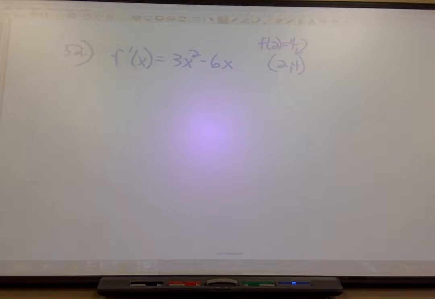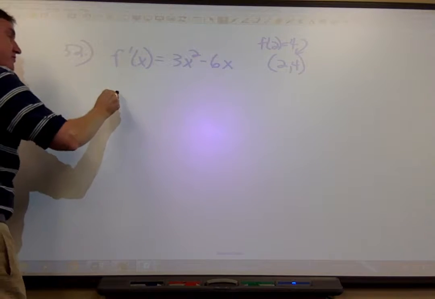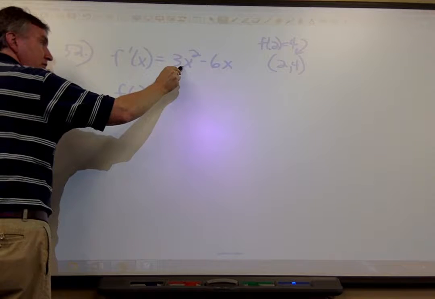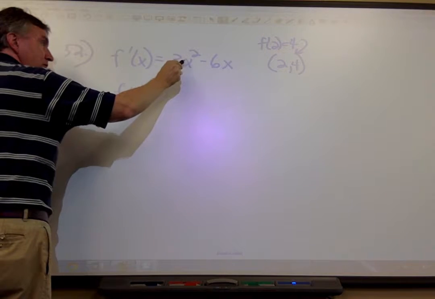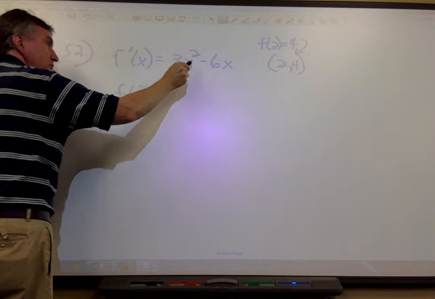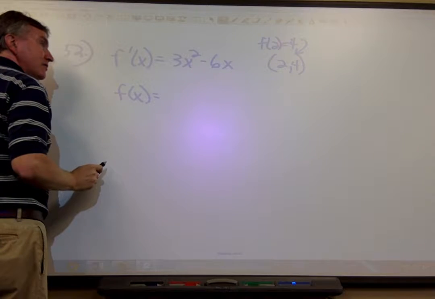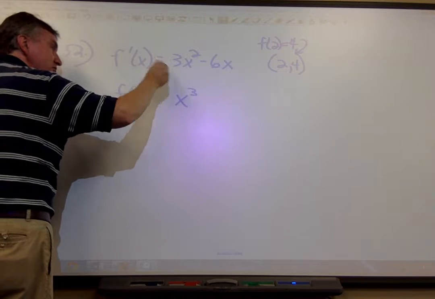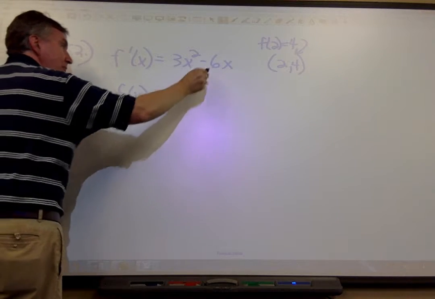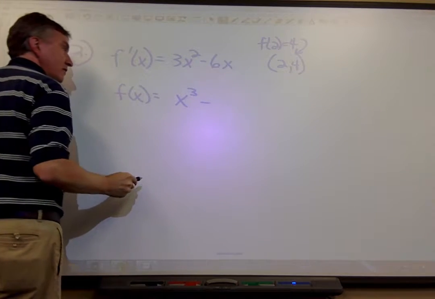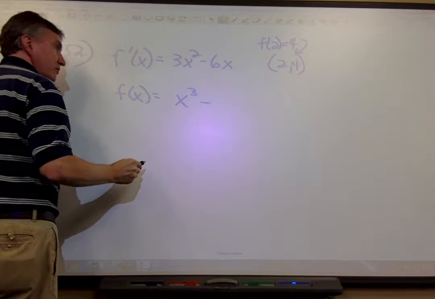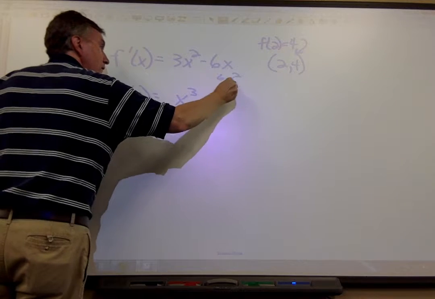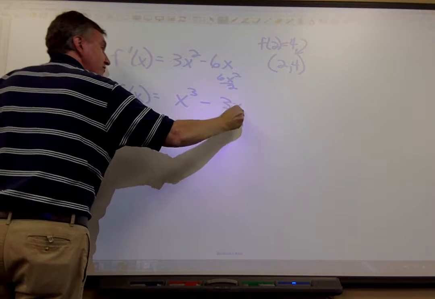Tell me what f would be if I find the antiderivative to get f. 3x cubed over 3. Well, what's that? 3x to the third over 3. The 3's would cancel. How about this one? 6x squared over 2, which is 3x squared.